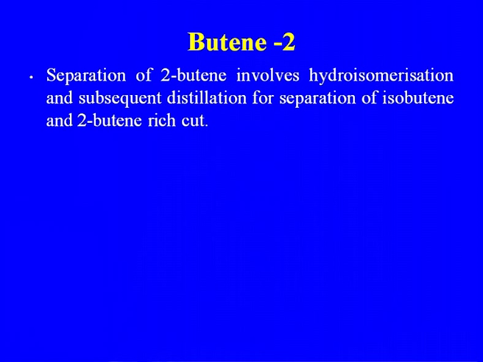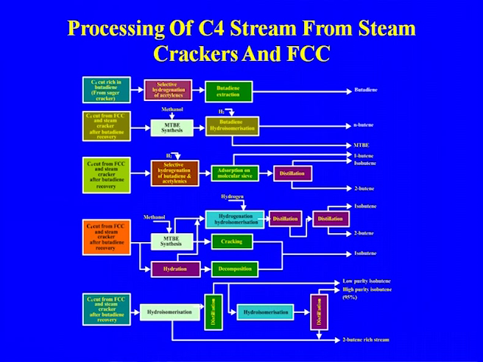Separation of the two butenes involves hydroisomerization and subsequent distillation for separation of the isobutene and the 2-butene rich cut. This is the complete process, where we have the different cuts, and this goes for the selective hydrogenation of acetylene, and then the butadiene extraction, and finally we will be getting the butadiene.